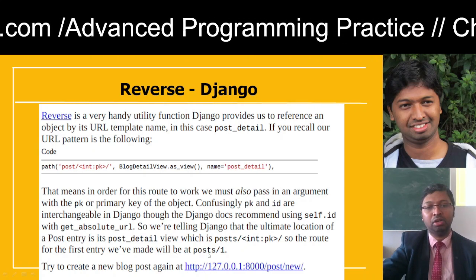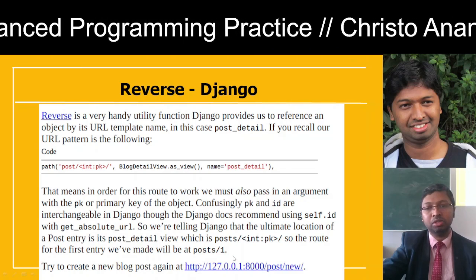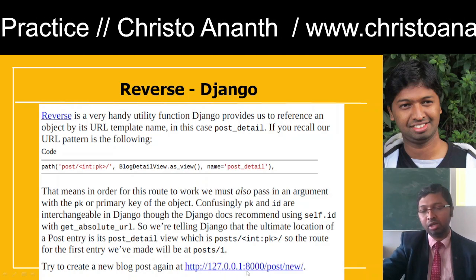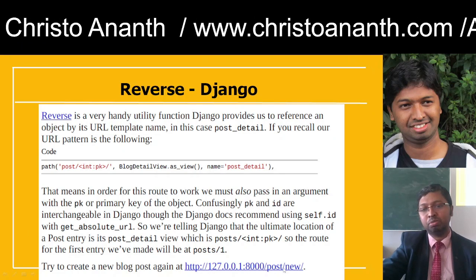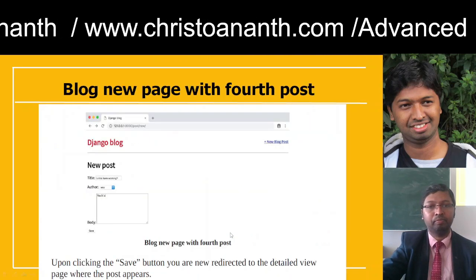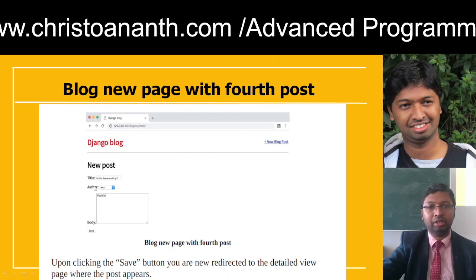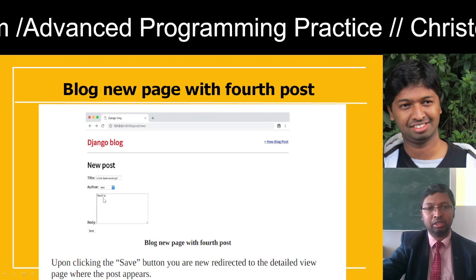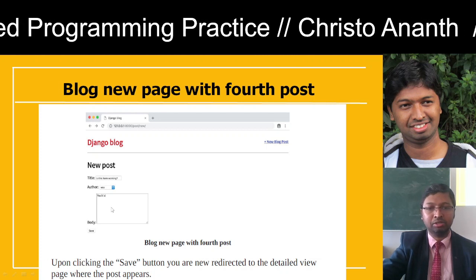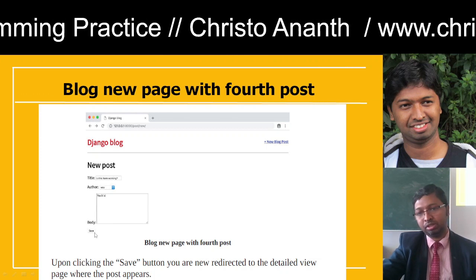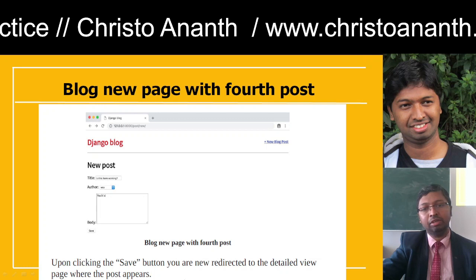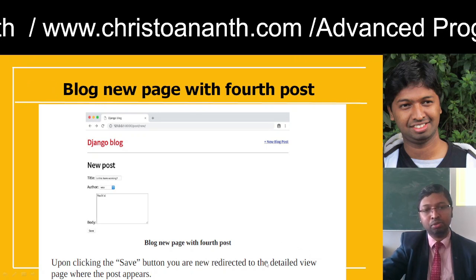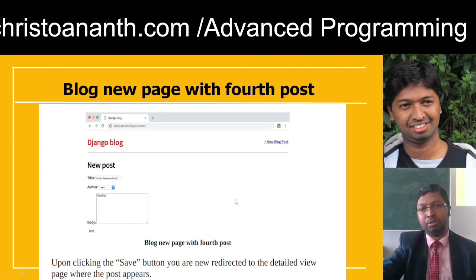So if you are going to create a new blog post, you can find it at 127.0.0.1:8000/post/new. Here you will have the new blog post form with a title, author you can select, and body up to 200 characters only. You can click on the save button. When you click on the save button, you will be redirected to the detail view page where the post actually appears.